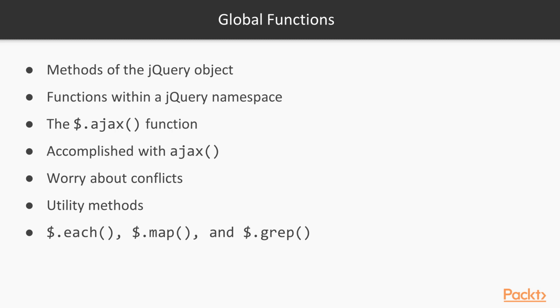Everything that the $.ajax method does could be accomplished with a regular global function called ajax, but this approach would leave us open for function name conflicts. By placing the function within the jQuery namespace, we only have to worry about conflicts with other jQuery methods. This jQuery namespace also signals to those who might use the plugin that the jQuery library is required.